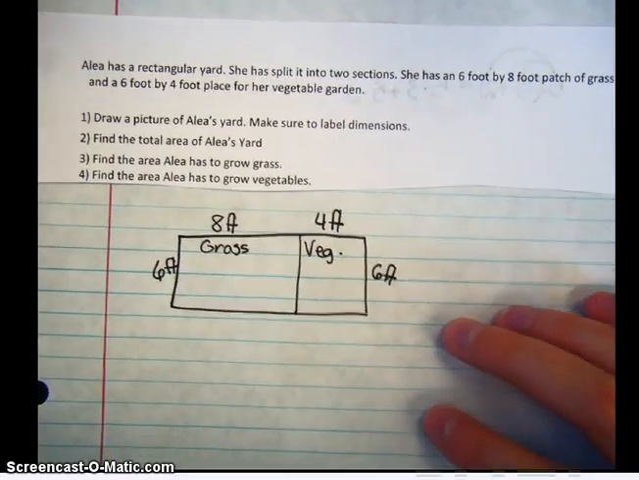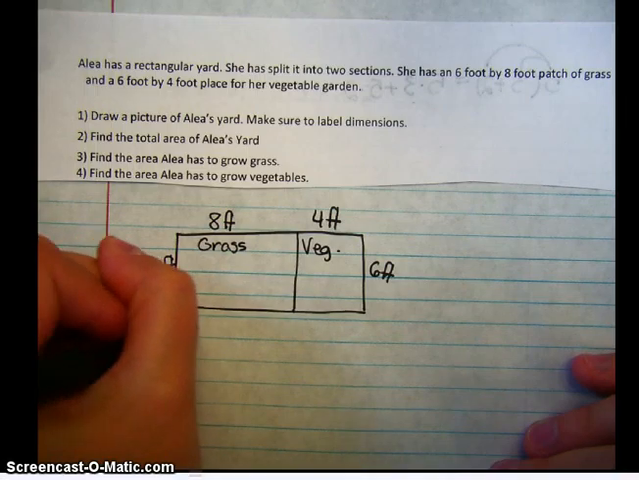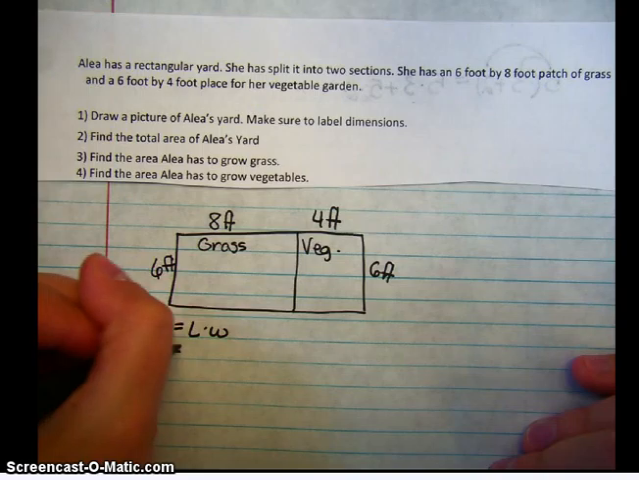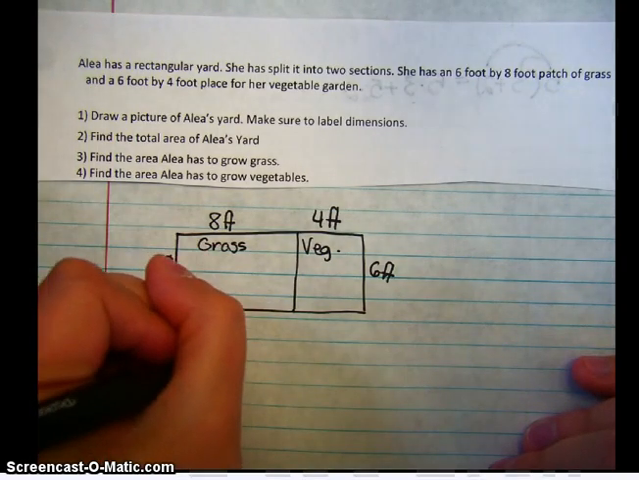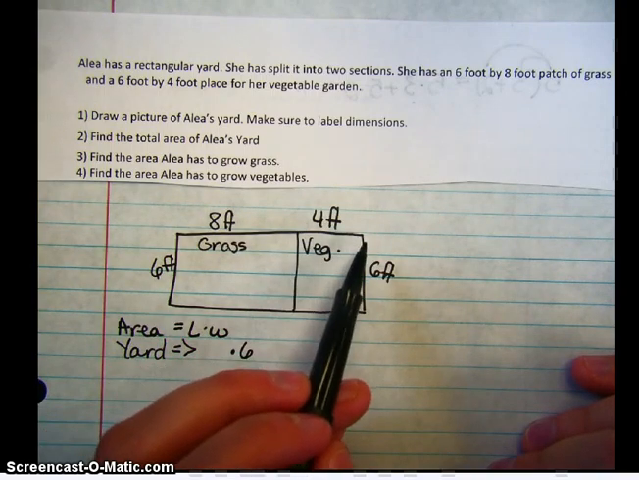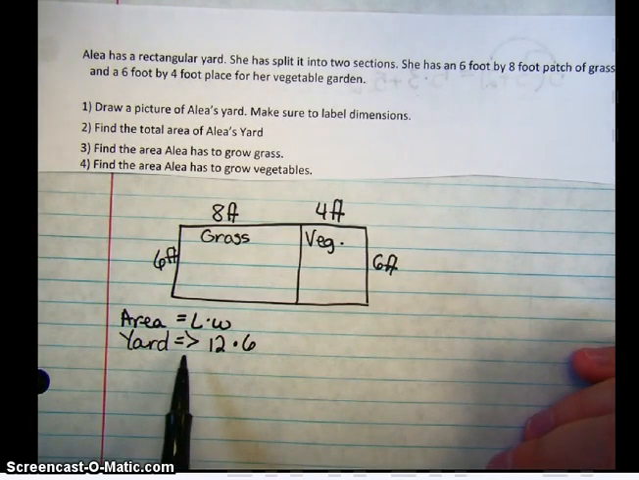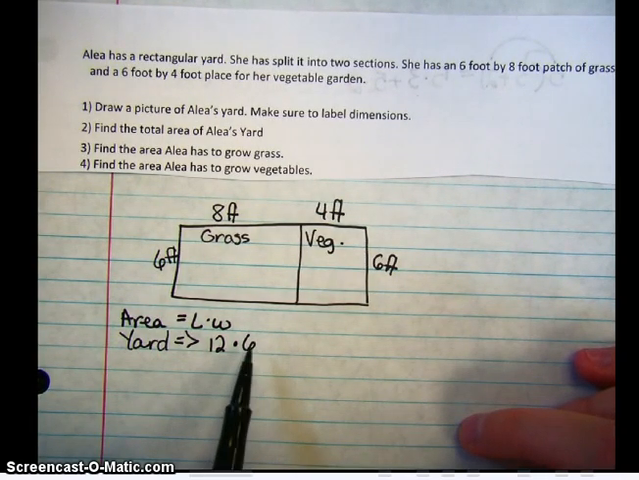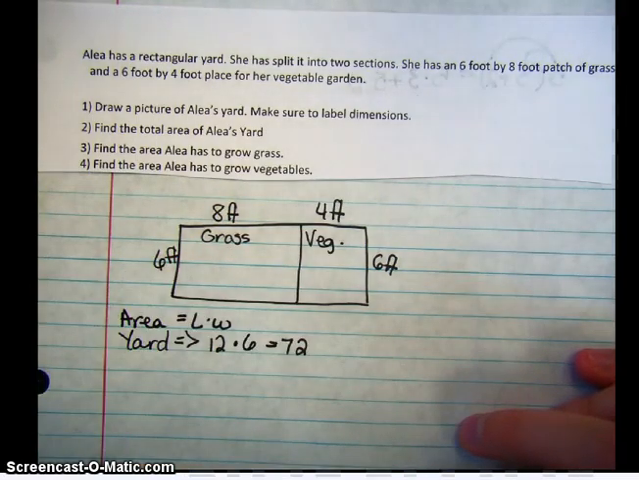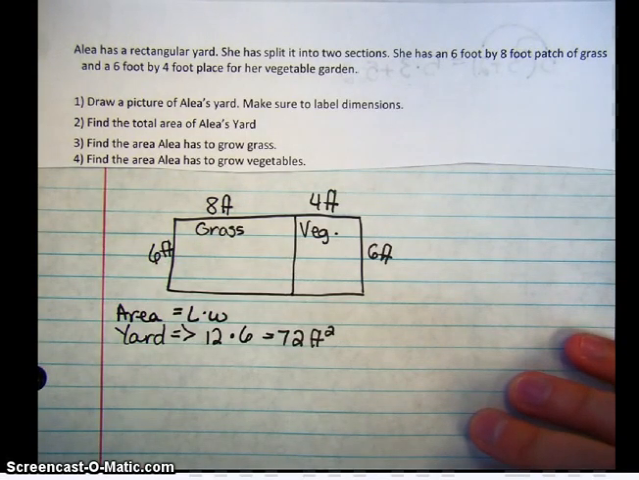Now they want us to find the total area of her yard. Well, to find the area of a rectangle, we look at length times width. Looking at her yard, the width is 6, and the length is 8 feet for grass plus 4 feet for vegetables. Well, 8 plus 4 is 12. So when we multiply those together, 10 times 6 is 60, plus 2 times 6, which is 12. 60 plus 12 is 72. We know that her yard is 72 feet squared because it's area. Okay, so that's her yard.